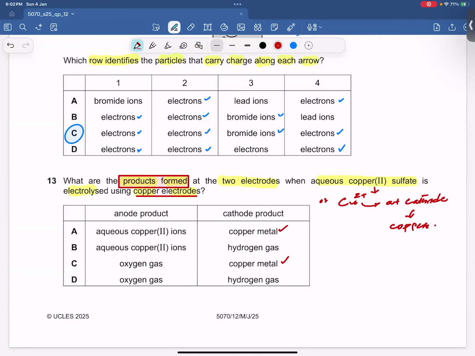Okay, let's talk about the anode. The anode is made up of copper. At the anode, oxidation takes place. So it will turn to copper ions and electrons. So technically, copper ions are the product at the anode. So the right answer is going to be A.